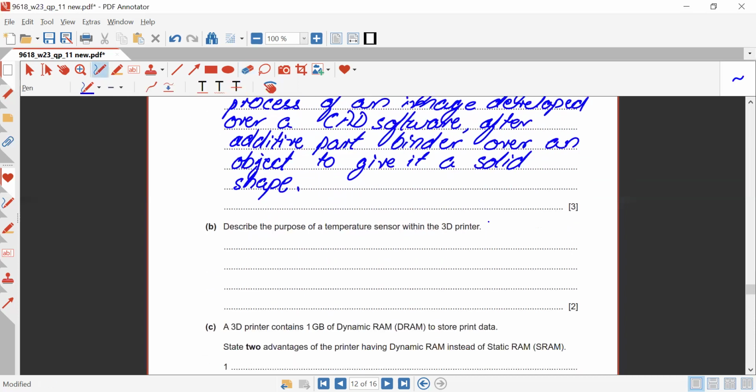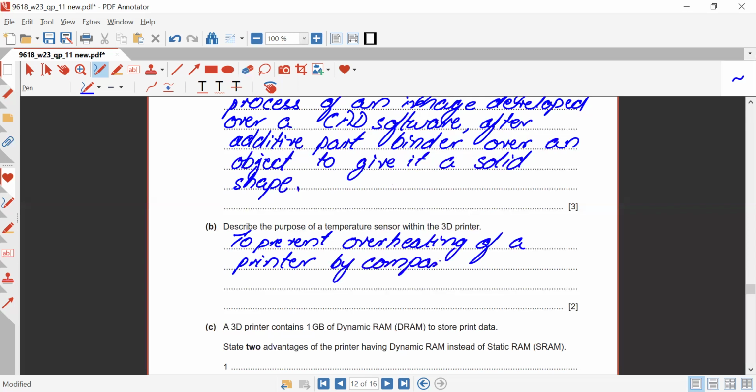Okay, now they are saying describe the purpose of a temperature sensor with the 3D printer. Now why are the temperature sensors given with the 3D printer? The temperature sensors are provided to prevent overheating of a printer. It's for 2 marks, do remember it. Overheating of printer by comparing input temperature with range of temperature stored.